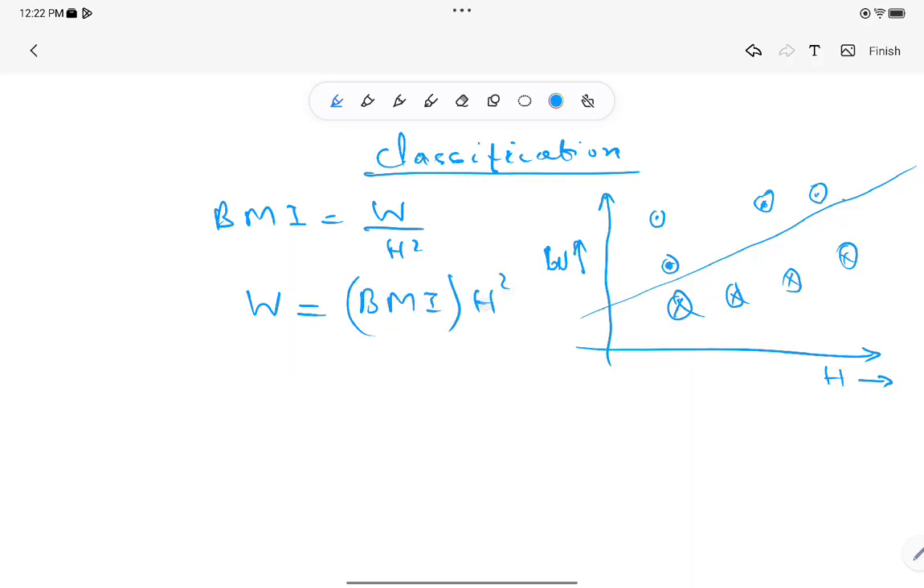The relation between these two is a non-linear relation. You can see there is a square on height, so it's a non-linear relation. That means you cannot have this straight line. It will be a curve. This curve is actually called a parabola, but we need not discuss that here. But one thing is there, that the height and weight data can be separated into two classes, but non-linearly. Non-linear means by a curve, not by a straight line.